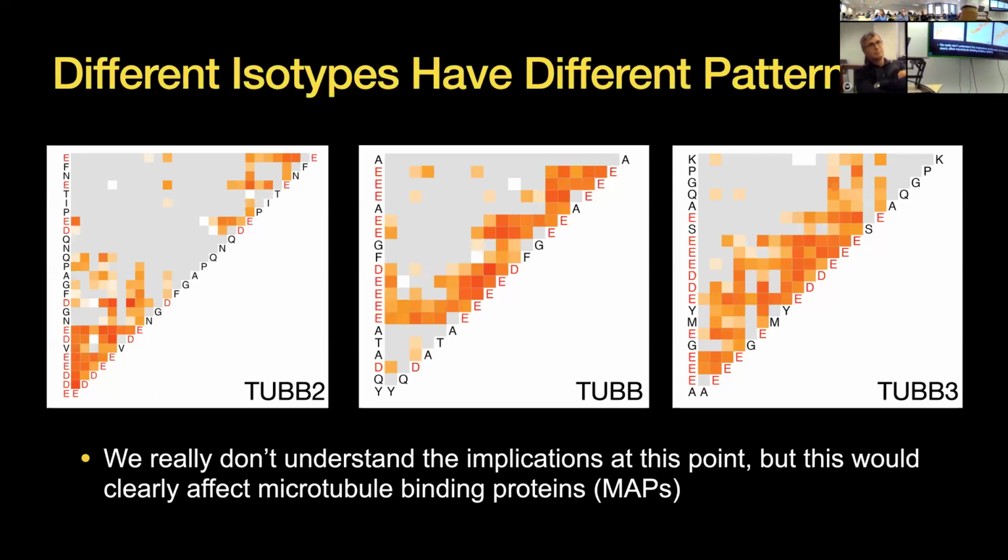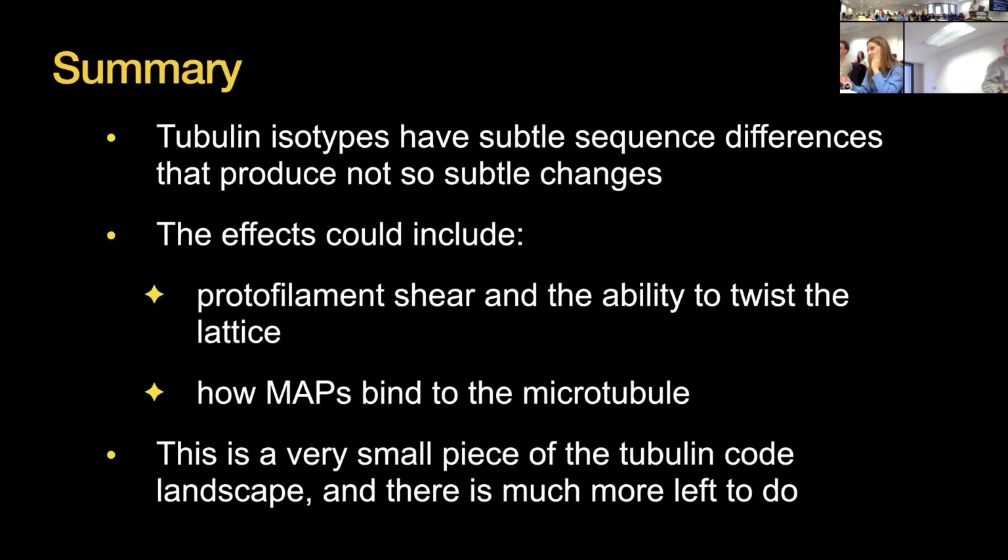I have no part of the story to tell about what this actually means. It seems likely that these different isotypes, because their chains will have different levels of interaction, will have different interactions with microtubule-associated proteins that would come in, but that part of the story has not been completed yet. So that's work to come. If you invite me back in 30 years, maybe I'll still be alive and tell you what it is.